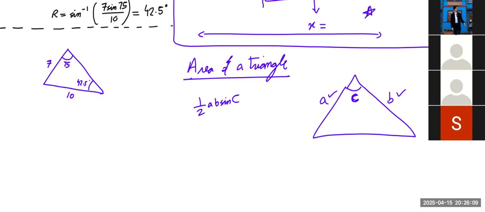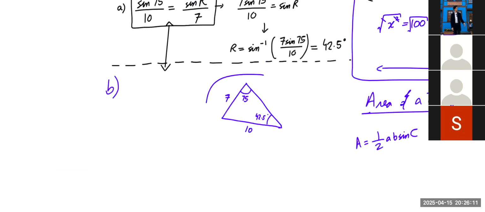Okay? So in this case, we know these two sides, but we do not know the angle between them.